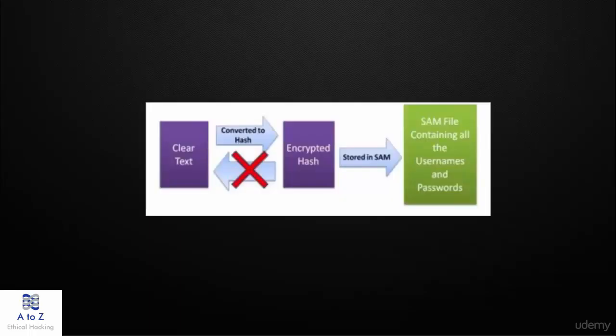So basically, encrypted hashes are stored in the SAM file. Like here, clear text is converted to a hash, encrypted, and stored in SAM. The SAM file contains all the usernames and passwords, but they are encrypted as hashes. So that's all about Windows security.